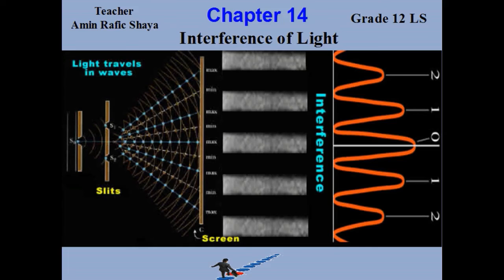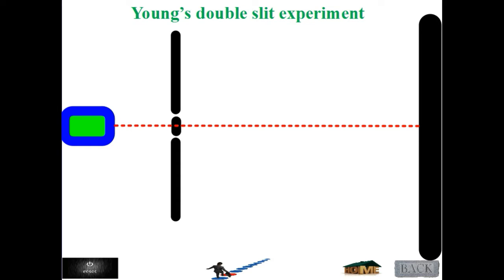This is our second video regarding interference of light, chapter 14. In this video, we will discuss Young's double-slit experiment. But before I start, we will discuss the differences between the interference pattern and the diffraction pattern.